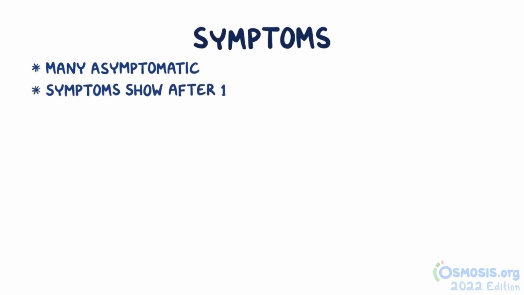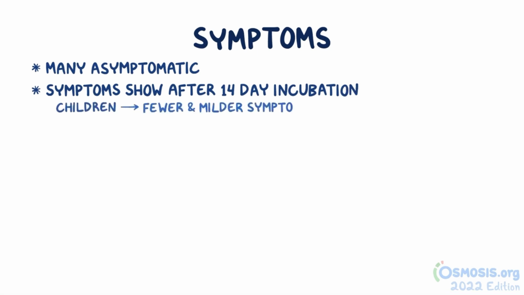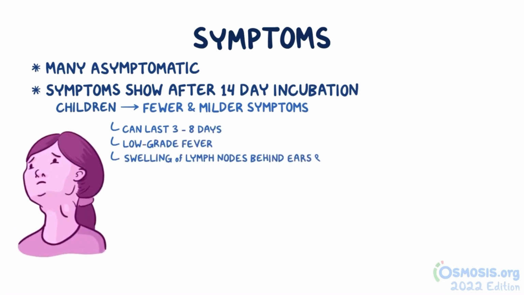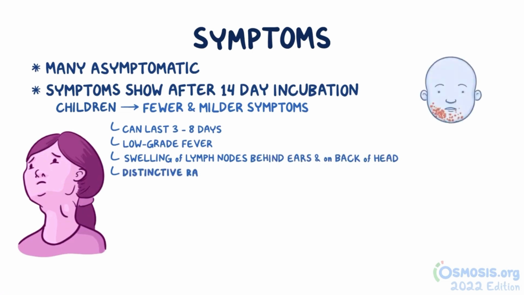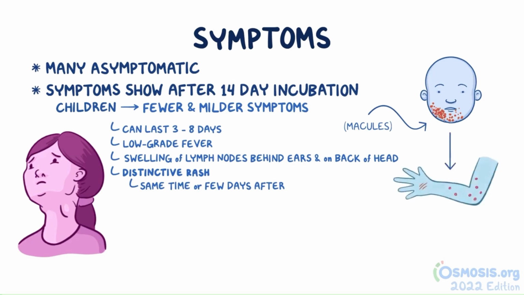Okay, now many rubella infections are asymptomatic, but when there are symptoms, they typically show up after a 14-day incubation period. Children tend to have fewer and milder symptoms that can last anywhere from 3 to 8 days on average. They'll usually have a low-grade fever and swelling of lymph nodes behind the ears and on the back of the head. A distinctive rash made up of little pink or light red bumps, or macules, can appear at the same time as, or a few days after, the onset of other symptoms. The macules start on the face and spread downward toward the trunk and limbs, and the rash typically clears up in about 3 days.